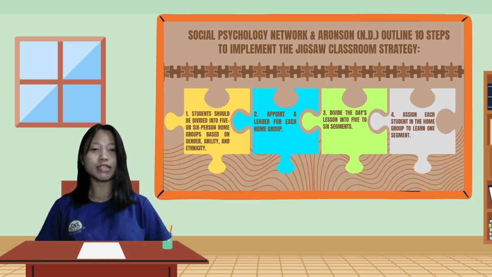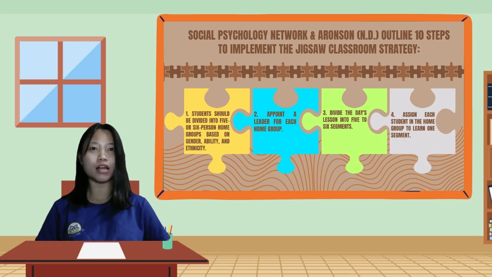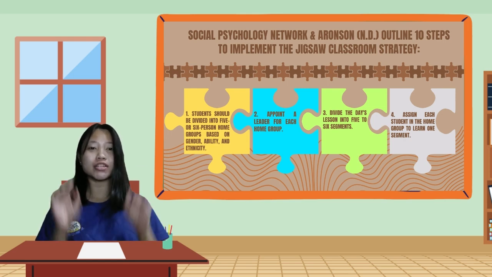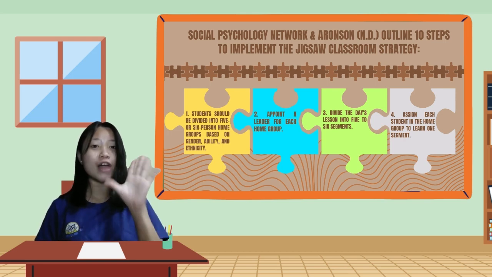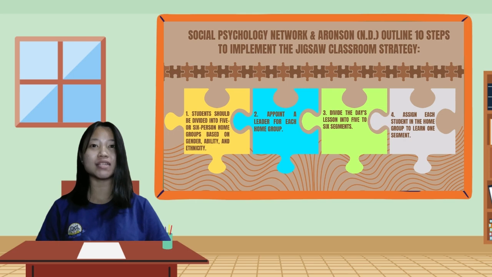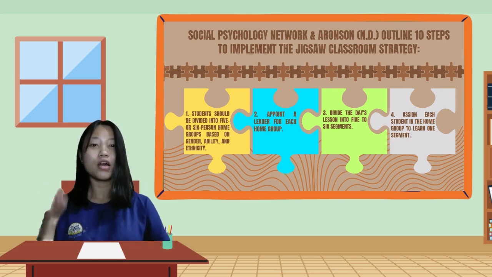Social Psychology Network and Aronson outlined 10 steps to implement the Jigsaw classroom strategy. And here are the 10 steps. First, students should be divided into 5 or 6 person home groups based on gender, ability, and ethnicity. Second, appoint a leader for each home group. Third, divide the day's lesson into 5 to 6 segments. Fourth, assign each student in the home group to learn one segment.